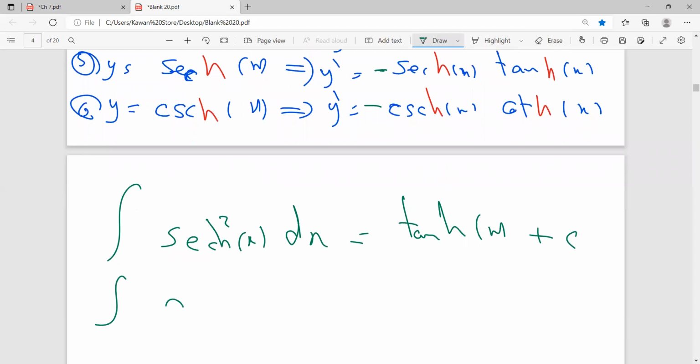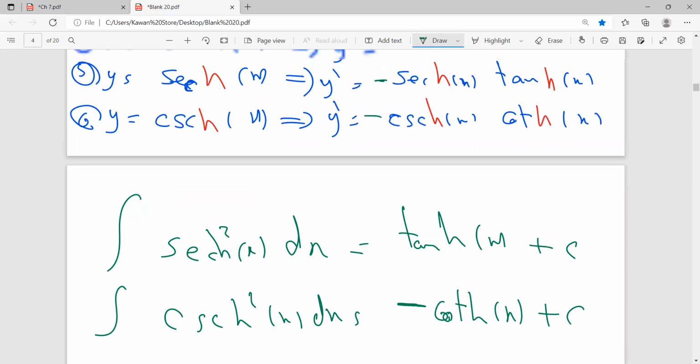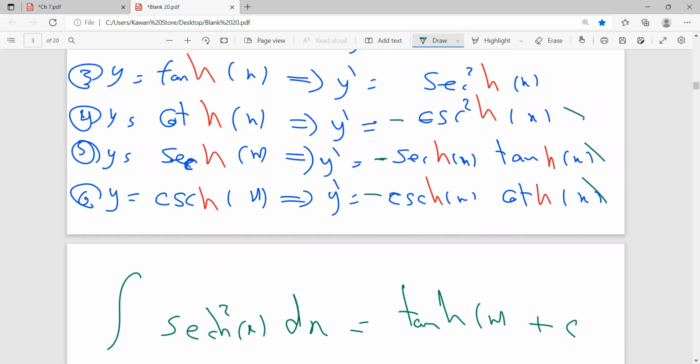How about the integral of csch squared of x dx? Directly, I'm going to write cotanh of x plus c, and I don't forget about the minus. That's all. Was it hard or not? Just tell me. It was the same, like a review. But we add h before the x. That's all, with the small notes about the positive and negative cases.